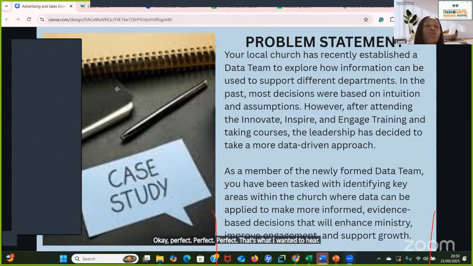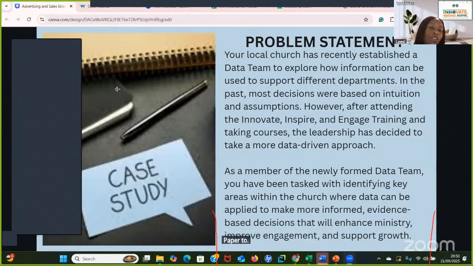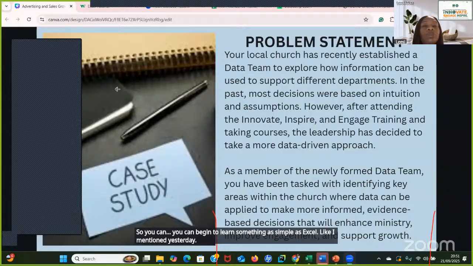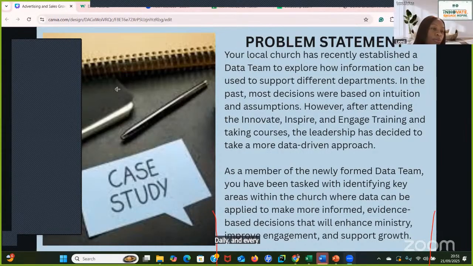So for beginners, as we are beginning the transition, you cannot just transition from paper to something very robust and big. It starts from a gradual process. So you can begin to learn something as simple as Excel, like I mentioned yesterday, working with spreadsheets, putting these records on spreadsheets daily and every Sabbath, as the case may be.